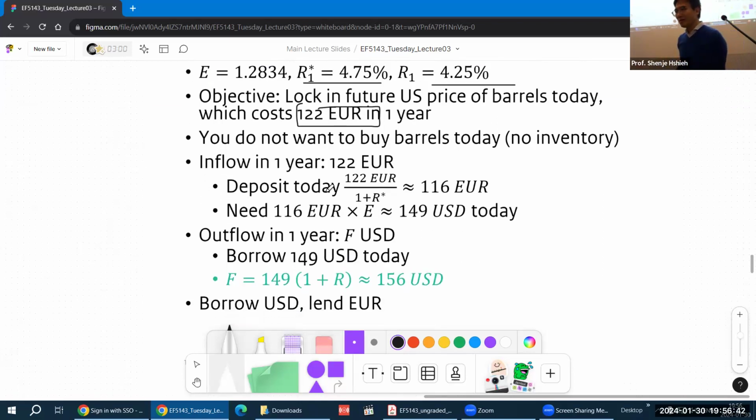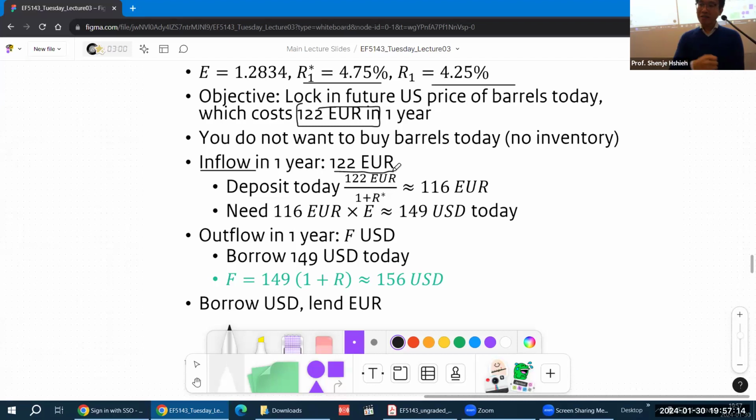The way to do this is to start from the cash outflow in the future and go backwards. That's the intuition. You know that you need 122 euros in the future to buy barrels. I'm going to interpret that as an inflow because I need this amount to buy a barrel. So per barrel, I need 122 euros, but I don't need it today. I only need it 1 year from now.